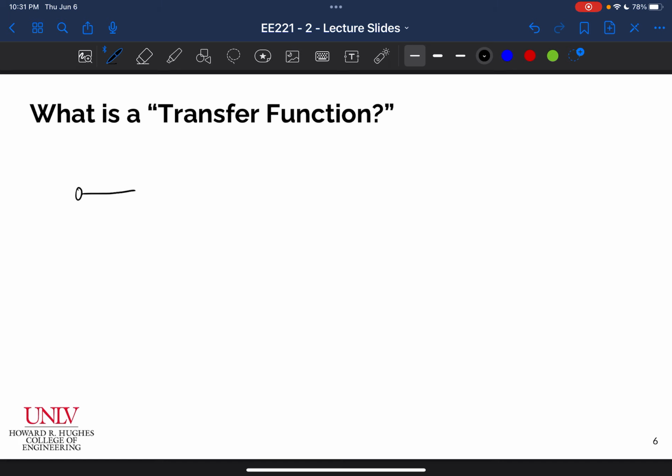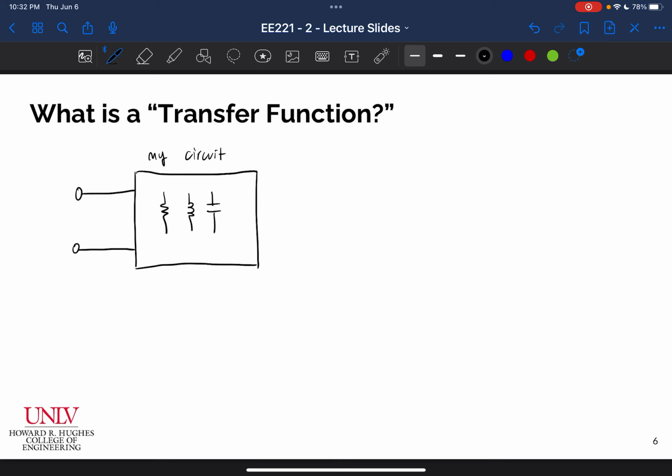So let's say I have some input terminals here. This is my linear network, or basically my circuit. It's going to contain some resistors, some inductors, some capacitors, etc. Some combination of those components. And then I'm going to have output terminals here. Here, I'll call this my input voltage, Vin. This is going to be my input current. And then I'll call this my output current, I out, and I'll call this my output voltage, V out.